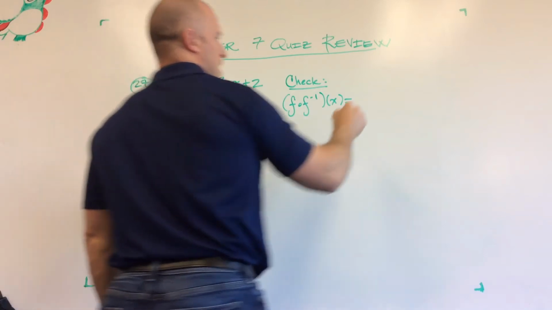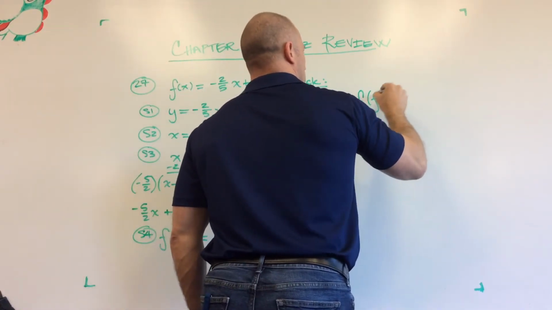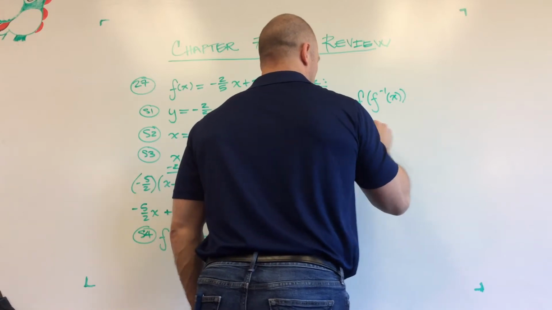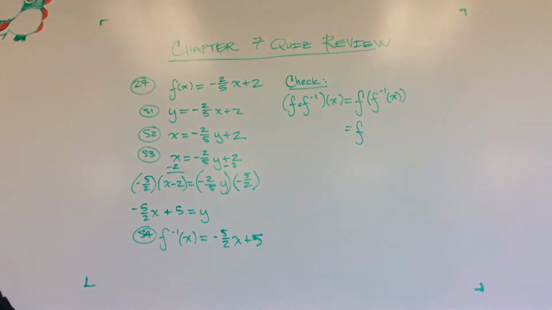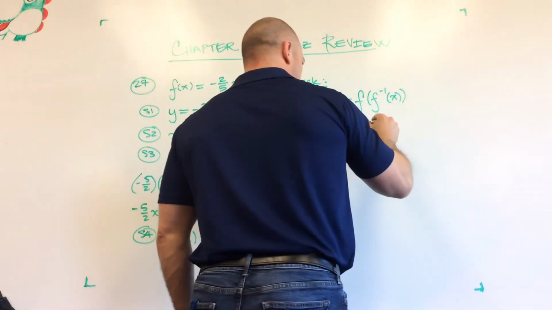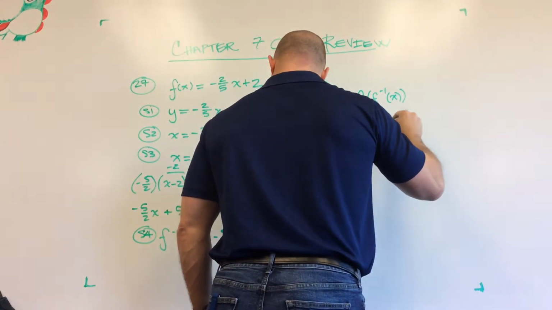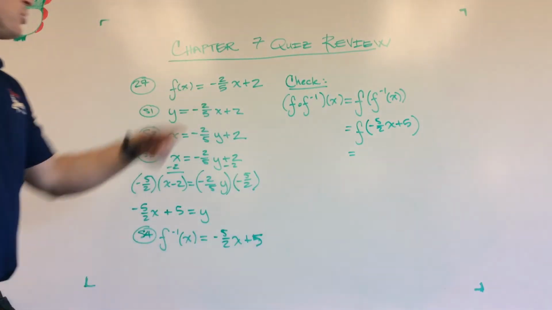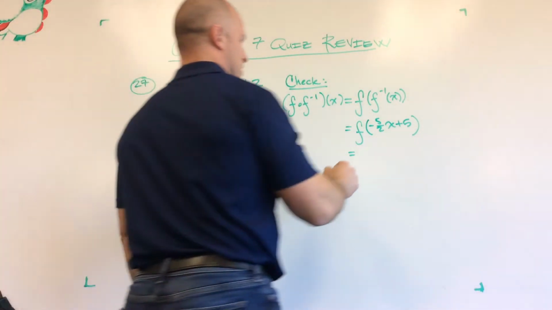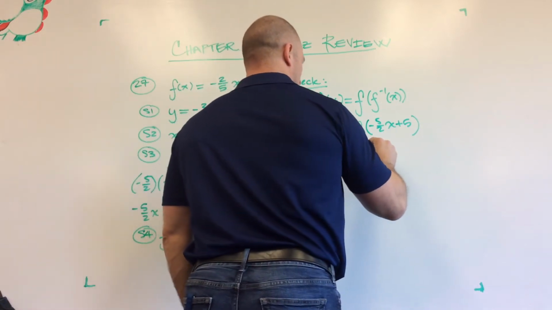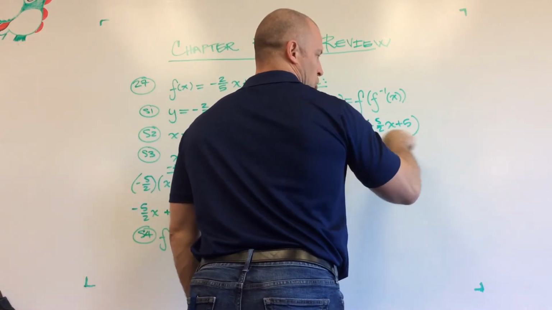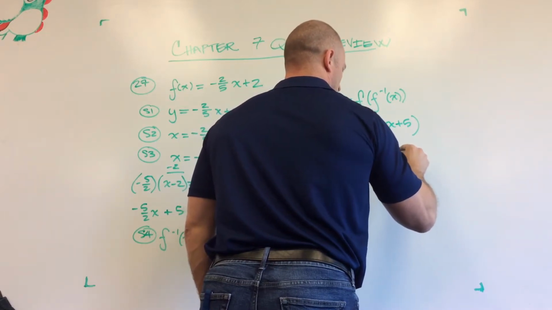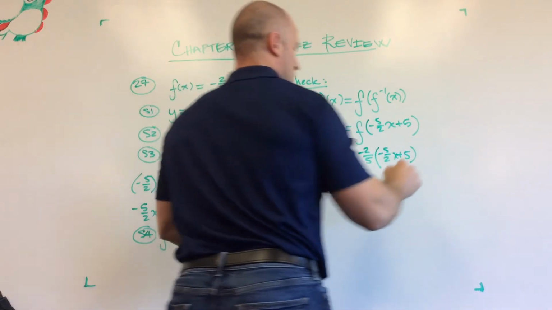This just means we're going to take f with a new input of F inverse. Well, F inverse is just what we've written right here. When we put that into the original function f, we see it's going to look like this. Negative 2/5 times x, but this whole piece here will become x, plus 2.